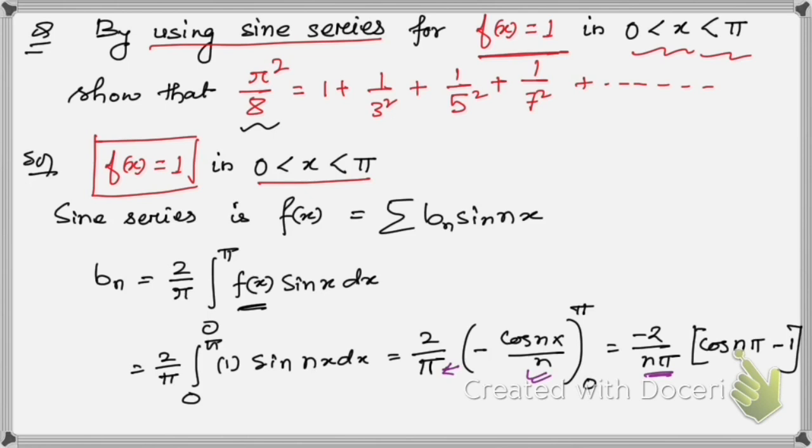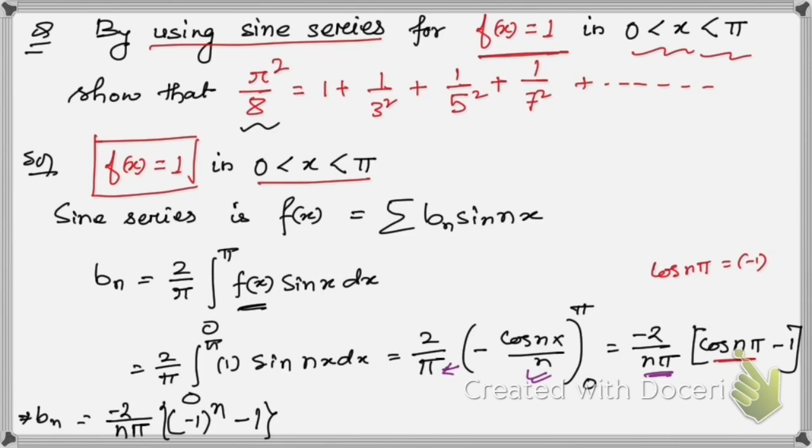Now you see the value of cos n pi. The value of cos n pi is given by minus 1 to the power n. So it's going to be plus 1 when n is even. When n is odd, this is going to be minus 1. So that is the value of cos n pi. So we get bn equal to minus 2 by n pi, times minus 1 whole to the power n minus 1, right?